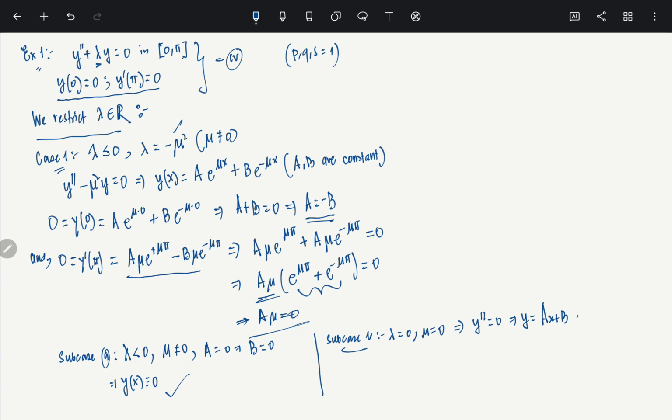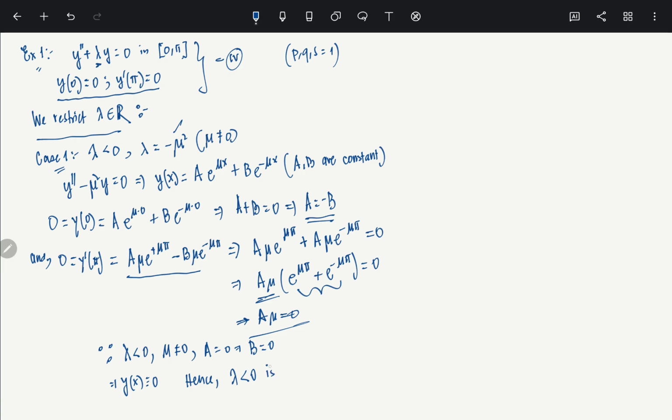I think it is better to do it this way. First of all, let me rephrase this problem a little bit. Let me do it for lambda negative as case 1, so that you may not get confused. Since for lambda negative, y(x) equals 0, we can conclude that lambda negative is not an eigenvalue. I hope this is clear. I'm just changing it a little bit. I don't want to do it together. We can of course do it, but it is better not to in this case.